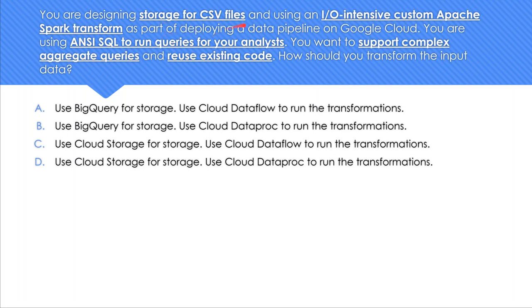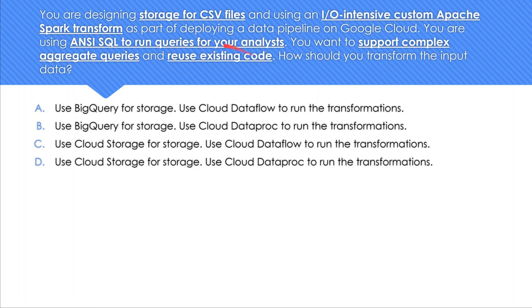Now, as a part of deploying the data pipeline to Google Cloud, there is an Apache Spark code already there. Now, you are using ANSI SQL to run queries for your analyst. After the transformation, maybe it's getting stored somewhere in a database or a data warehouse. So you are supposed to run SQL statements for your analyst. You want to support complex aggregate queries. So looks like analysts are going to do some kind of reporting, some aggregations. Simplest aggregations are going to be sum, average, mean, all those things. They want to do some more complex aggregation. That's good. Reuse the existing code.